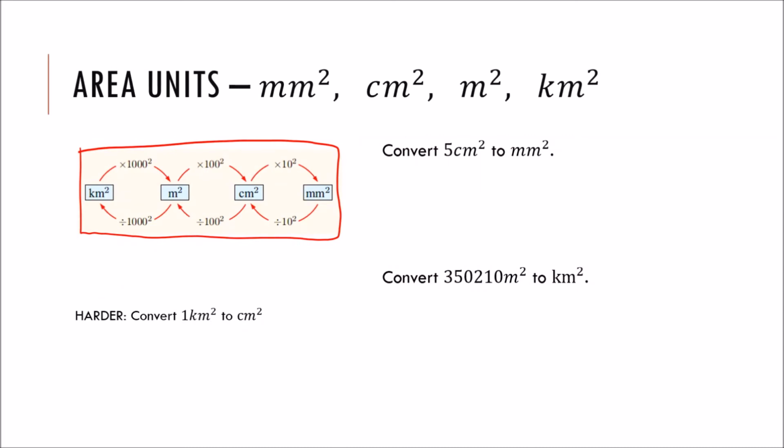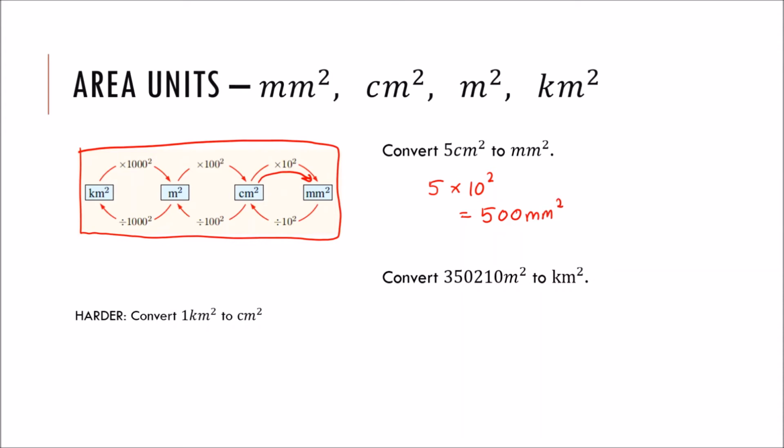So let's see what we would do. Much the same. I have 5 centimeters squared to millimeters squared. So centimeters squared to millimeters squared, I'm going to do 5 times by 10 squared. So that squared goes with only the 10. And that's going to give me 500 millimeters squared.